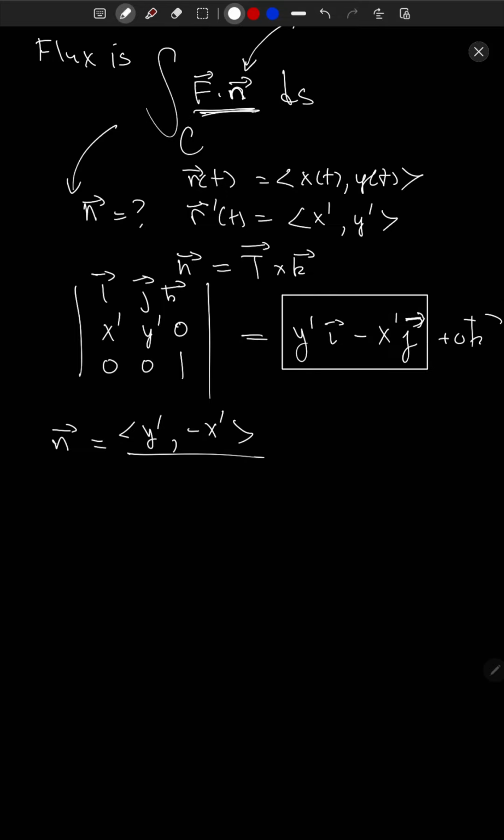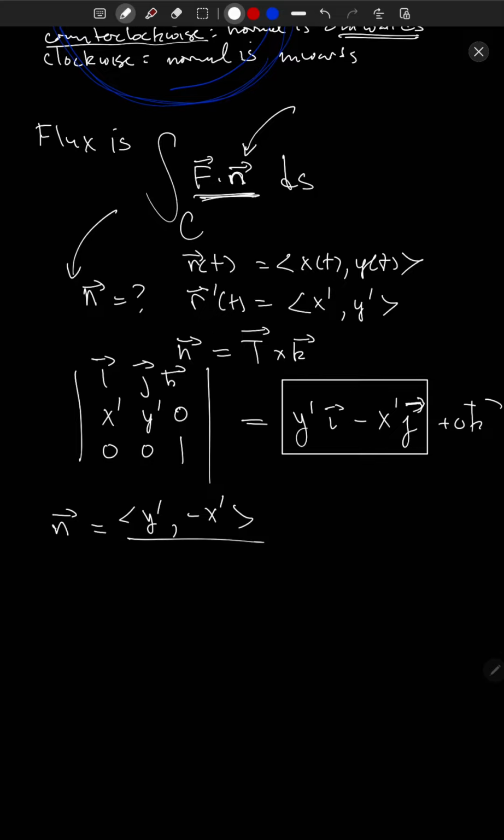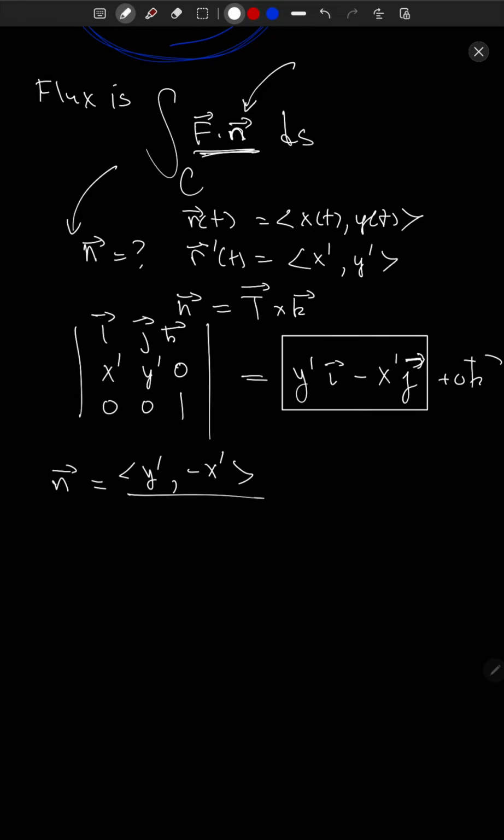And then, of course, we want a unit normal. All of these are unit normals, right? Because when we measure, we don't want the size of the normal to come into this. So over the magnitude of r prime, all right? Okay, r prime, let me emphasize, these are all functions of t, right?